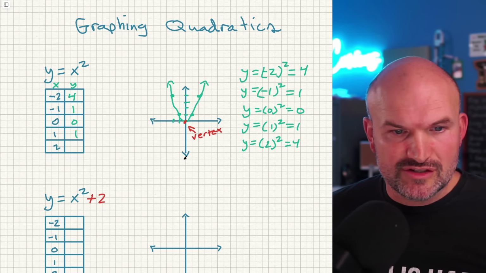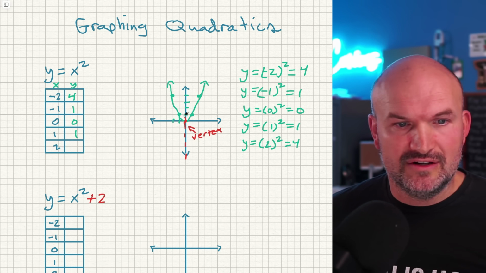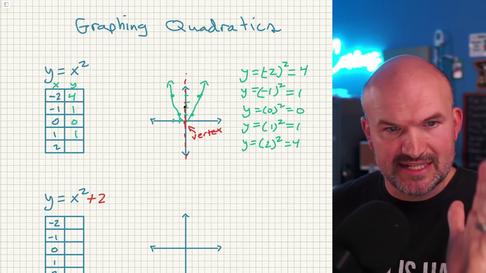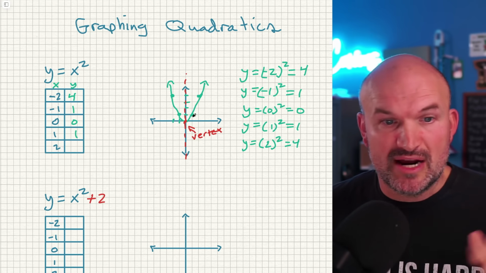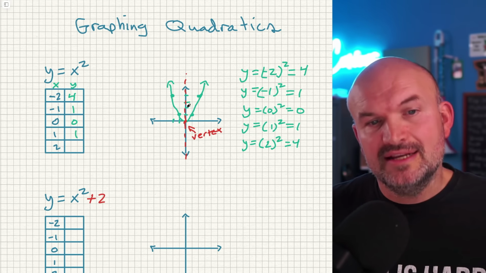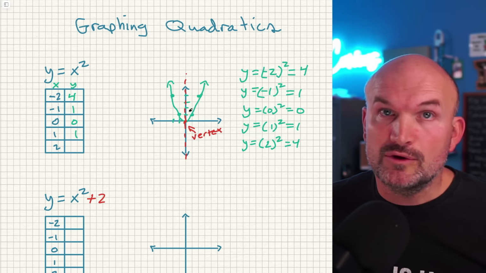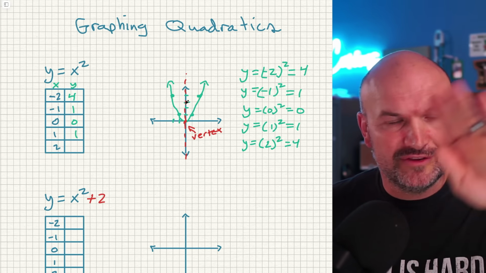The other thing is that this graph has what we call a line of symmetry. And that line of symmetry goes through the vertex and it splits the quadratic, or the U-shaped graph, right in half. Whatever's on the left side, if you fold it over, it's going to match over here on the right side. I think I said the right one. Left side, flip it over to the right side.